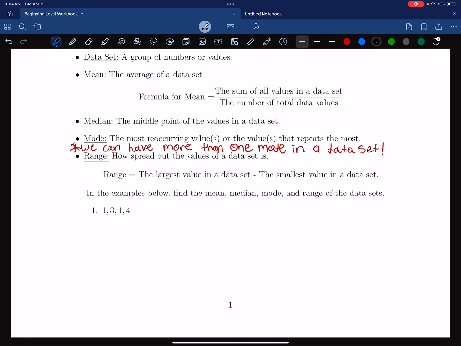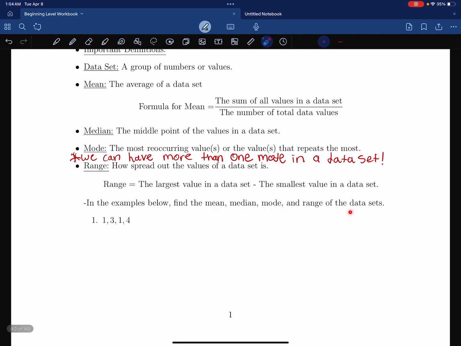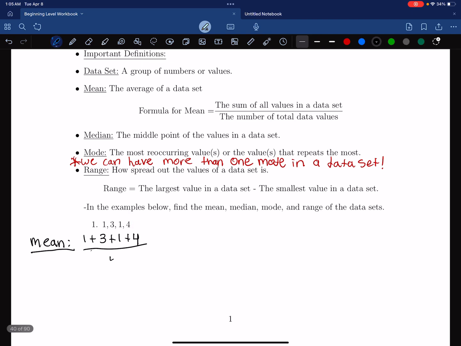So for our example below, we want to find the mean, median, mode, and range for all the data sets that we're going to go through. For this one, let's first start off by finding the mean. Using the formula from above, we're going to add up all the values. So we're going to do 1 plus 3 plus 1 plus 4. And then you're going to divide that by the total number of values, and we have 1, 2, 3, 4 data values. If you add up all the numbers in the numerator here, you're going to get 9. And 9 divided by 4 is approximately 2.25. So that is our mean of this data set.